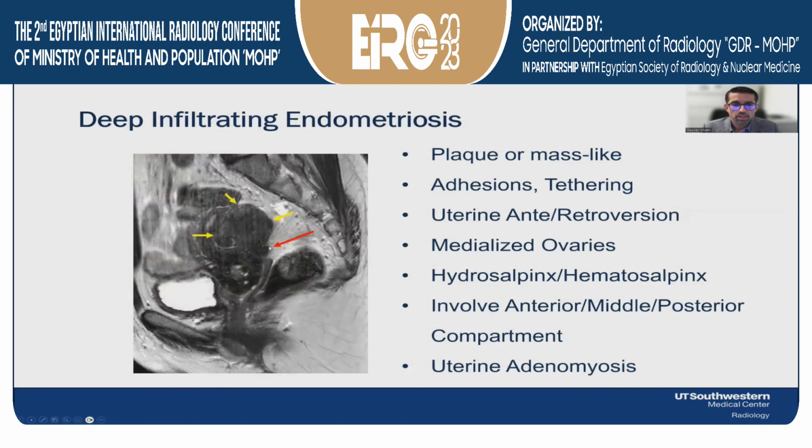Here's a patient with a large plaque and mass along the posterior surface of the uterus. The red arrow is pointing to a plaque that's seen at the torus uterinus. And then there's infiltration along the posterior surface of the uterus from outside in. So these plaques can actually invade the uterus as well. And then, as I mentioned earlier, some of the other signs to look for are the adhesions, tethering. The uterus may be anteverted or retroverted depending on where the plaque is causing the fibrosis. The ovaries may be medialized. You can get hydrosalpinx and specifically hematosalpinx, which is a more specific sign for endometriosis. As I mentioned, look in the anterior, middle, and posterior compartments, and then there may be associated uterine adenomyosis.